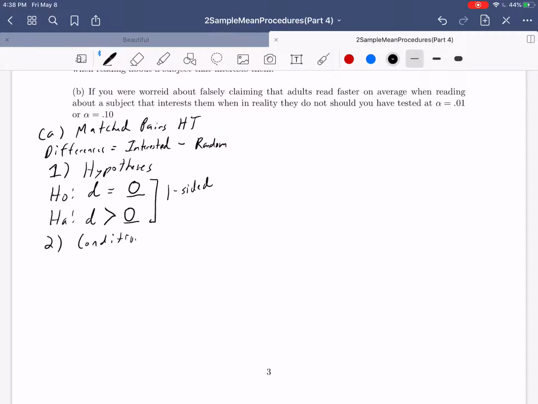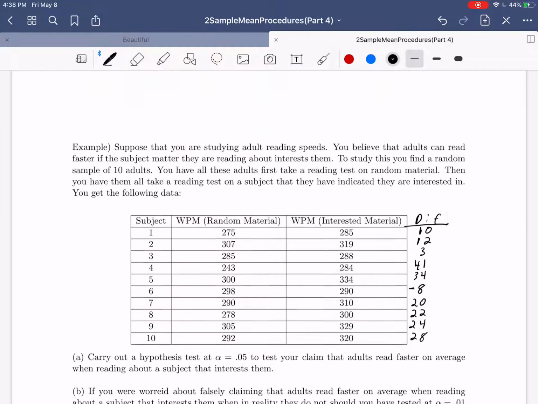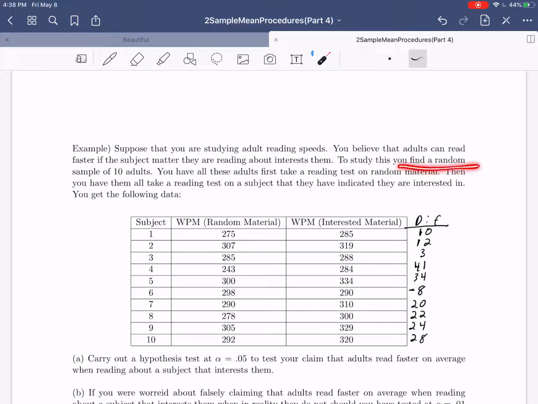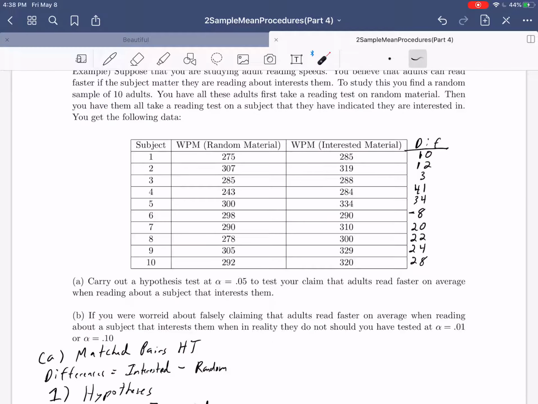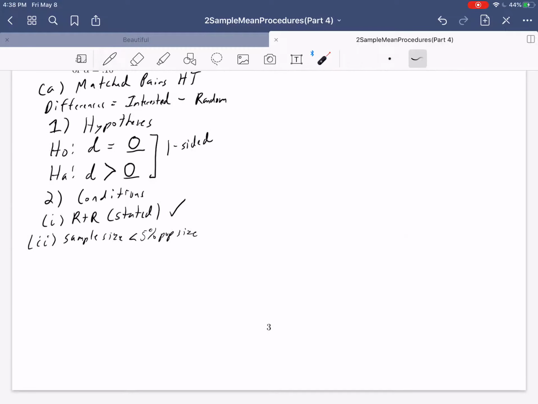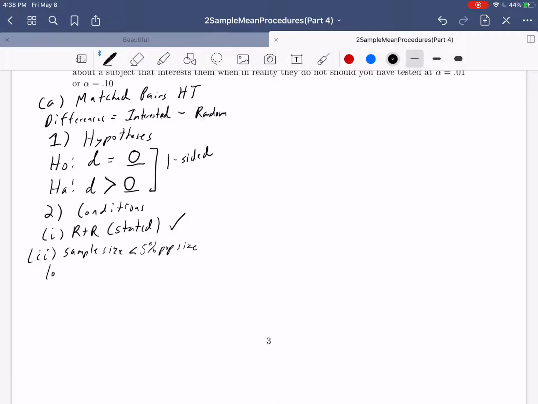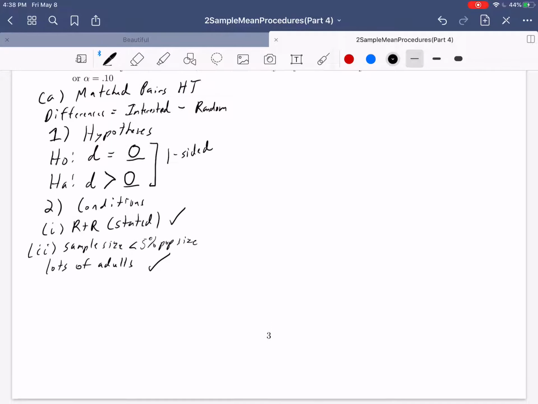So for the conditions here, first one, we needed random and representative, and that was stated. How do we know that that was stated? Well, it says right in here that we gathered a random sample of 10 adults. So we've got that. Second, we need to make sure that our sample size is less than 5% of the population size. Well, our sample size is very small. In this case, we only looked at 10 adults. And of course, our population is all adults, so there's no worries here. We can just put lots of adults, since we have no information about the overall population size.